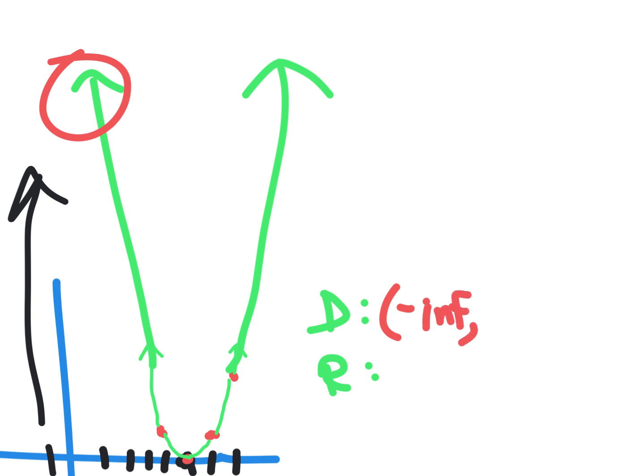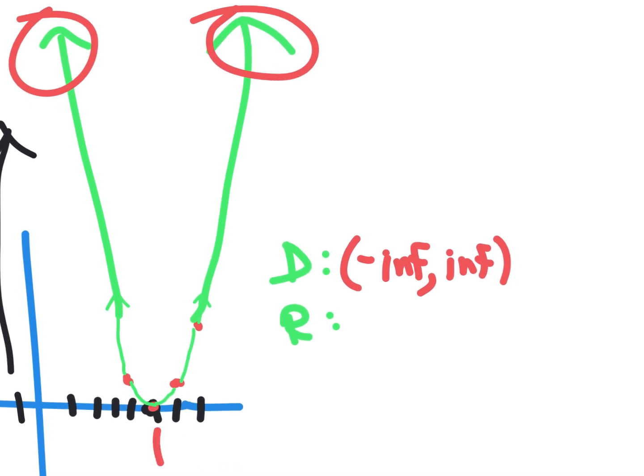Negative infinity is correct. And what's way to the right? Infinity. The range of this thing, well, how low does it go? The lowest, there's the bottom. The lowest it goes is 0, and it touches there. And how high does it go? Infinity. I hope that those are getting easier for you.